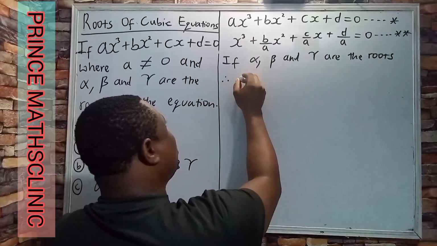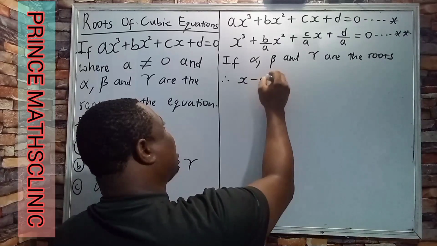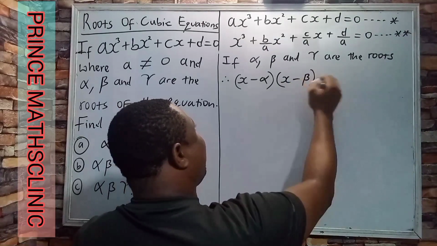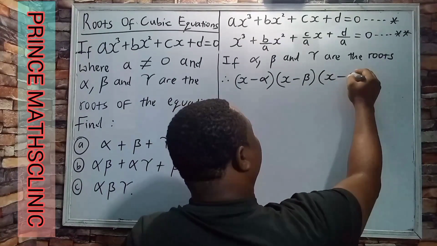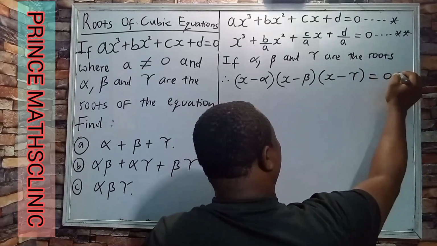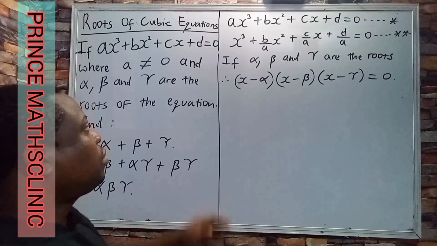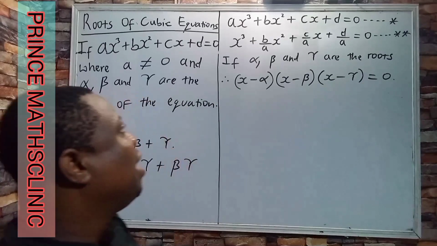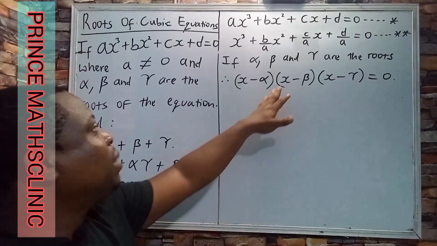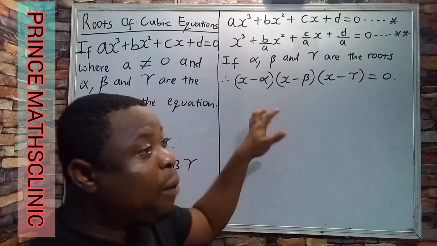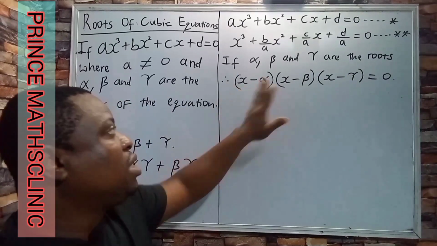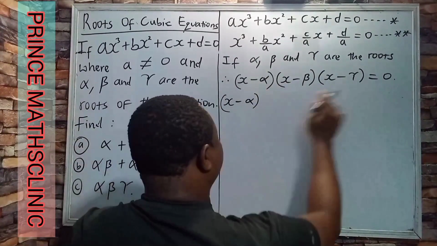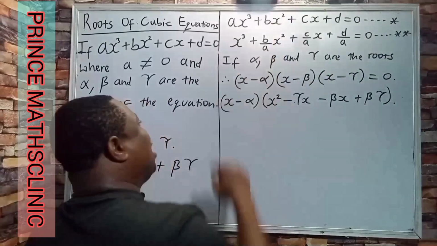Therefore, I am going to say x minus alpha, multiplied by x minus beta, multiplied by x minus gamma, all equal to 0. By the time you expand all of these brackets together, it's going to give you a certain equation. So I want to expand x minus beta and x minus gamma first, before I expand with x minus alpha. Let's see what we are going to get.